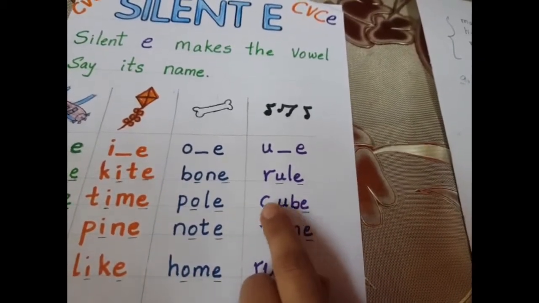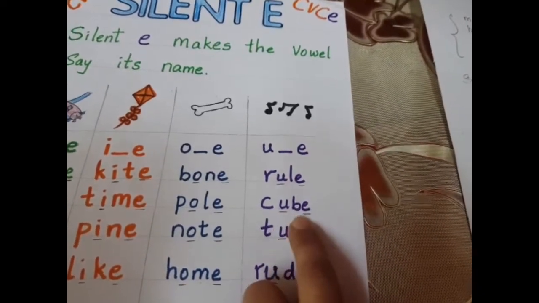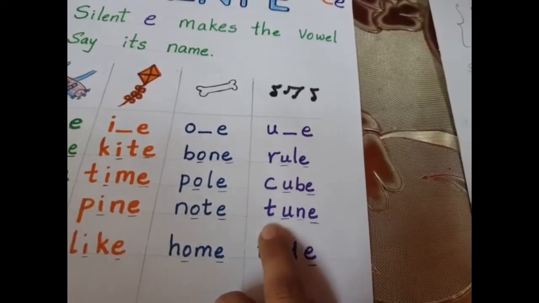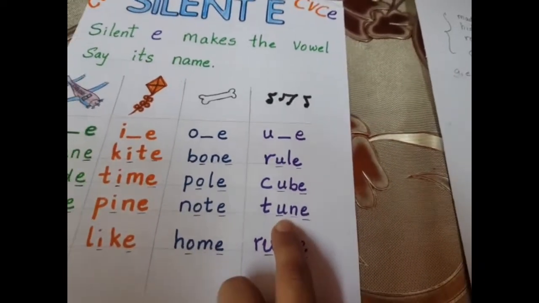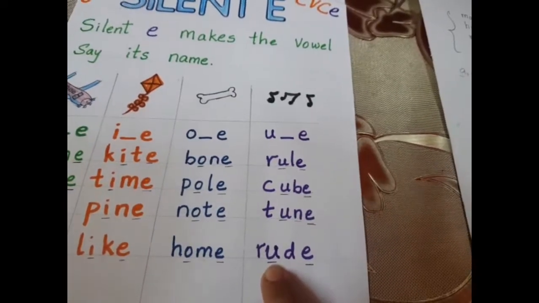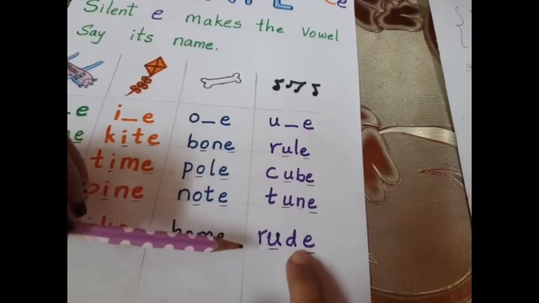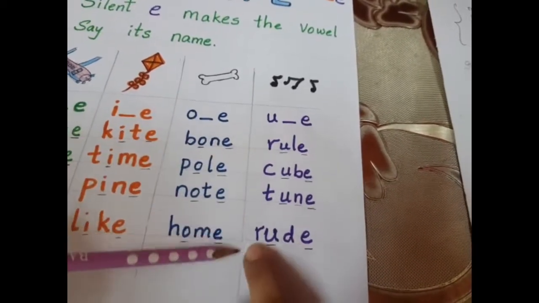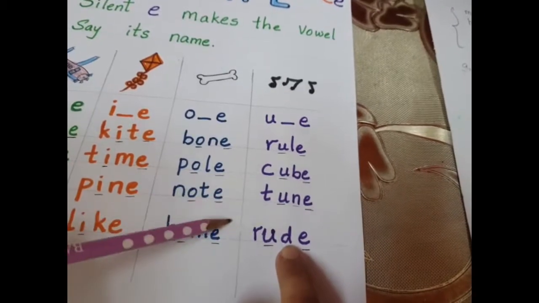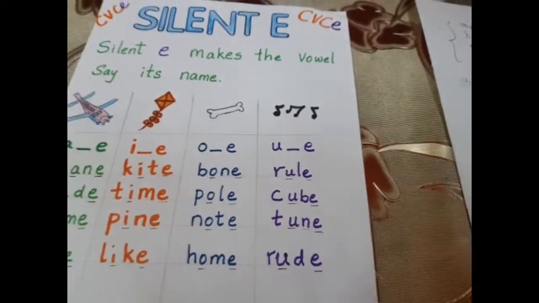Q. It starts with K sound. And the sound of B? B. So C-U-B-E? Cube. Very good. T-U-N-E? Tune. Very good. R-U-D-E? Rude. It ends with D. See? The sound of R, the sound of U-E? U. R-U-E? Rue. And the sound of D? D. So R-U-D-E? Rude. Very good. Yay.